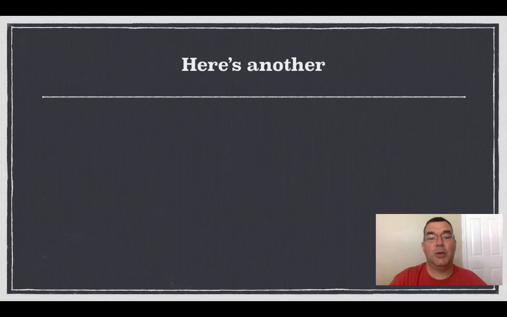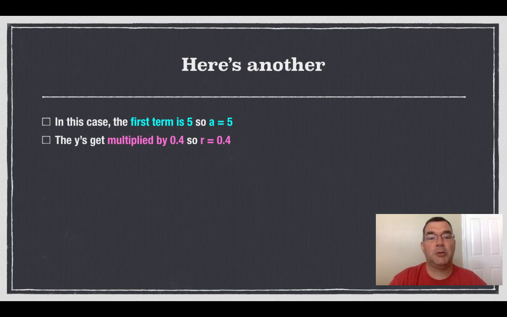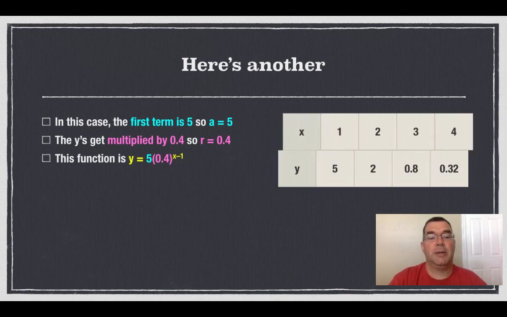Okay, here's another one. I have a first term of 5, so A is going to equal 5. Then I'm going to multiply every term by 0.4, so that means that R is 0.4. So the function is going to be 5 times 0.4 to the x minus 1. So the x's go 1, 2, 3, 4. The y's start at 5 and get multiplied by 0.4 with each one.